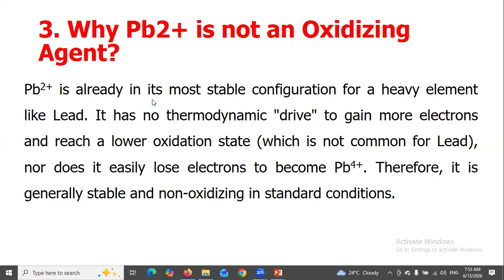It has no thermodynamic drive to gain more electrons and reach a lower oxidation state, which is not common for lead, nor does it easily lose electrons to become lead +4. Therefore, it is generally stable and non-oxidizing under normal conditions.